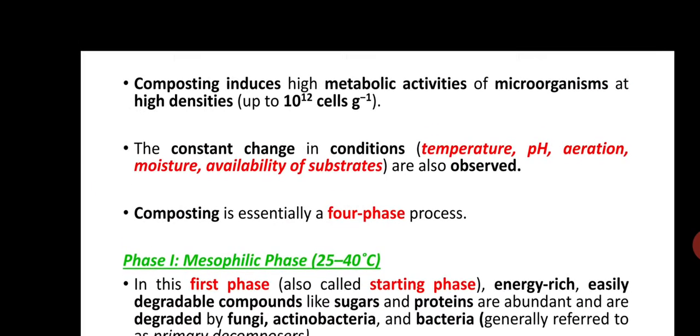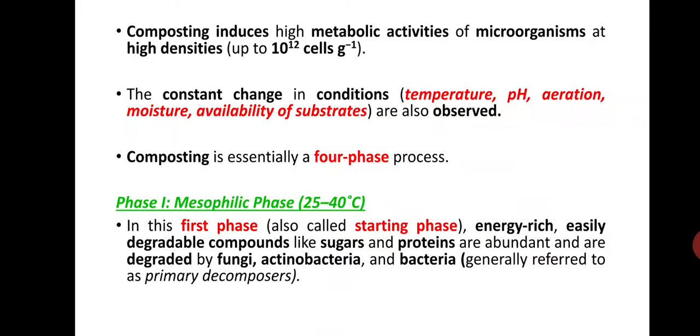And if I talk about the number of phases, composting is basically divided into 4 different phases. Phase 1 is the Mesophilic phase, which I have described in the last slides. The temperature range of this phase is from 25 to 40 degrees centigrade, and this is actually the starting phase and a very energy-rich stage, right.